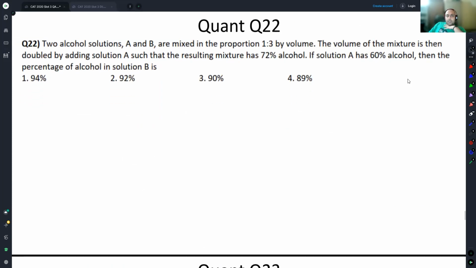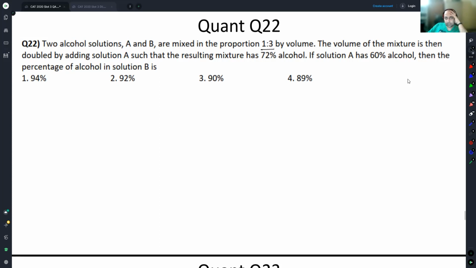Two alcohol solutions, A and B, are mixed in the proportion 1:3 by volume. The volume of the mixture is then doubled by adding solution A. One thing, pay attention. Do you read something or get a trigger for something in this?